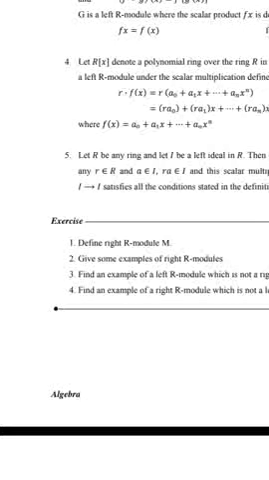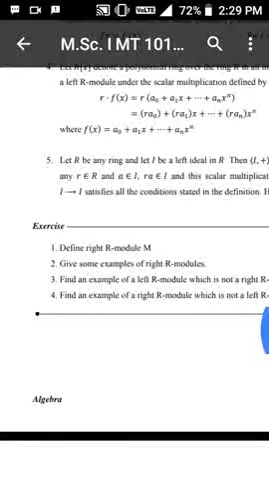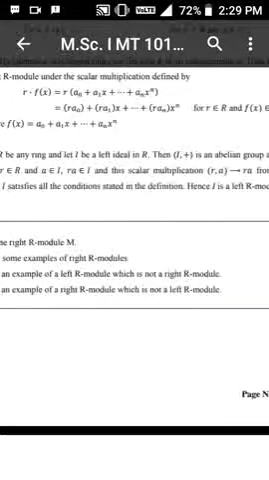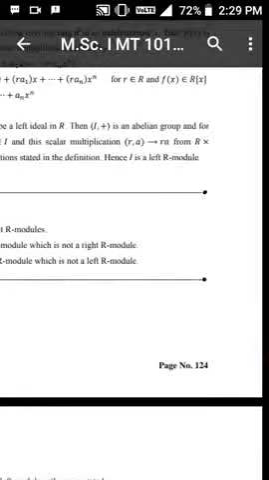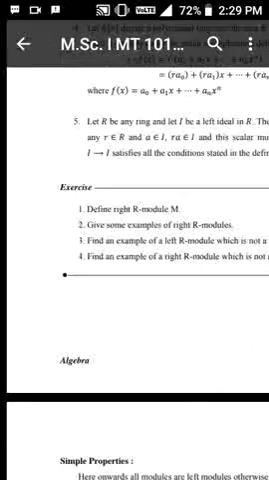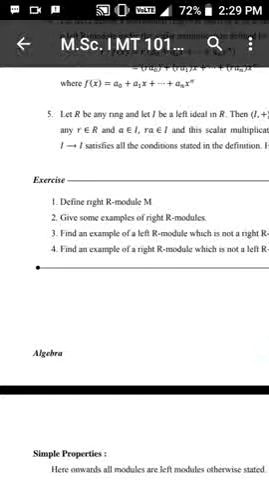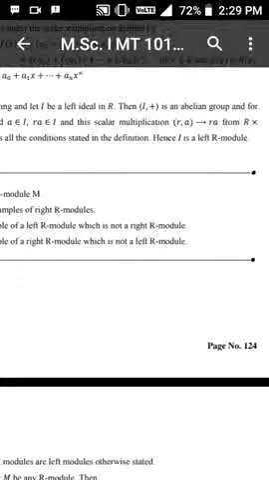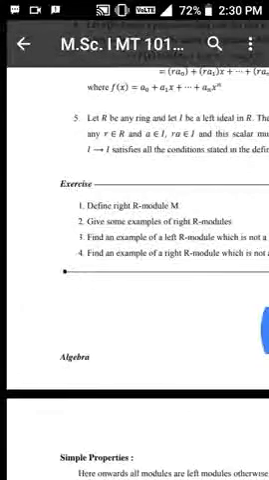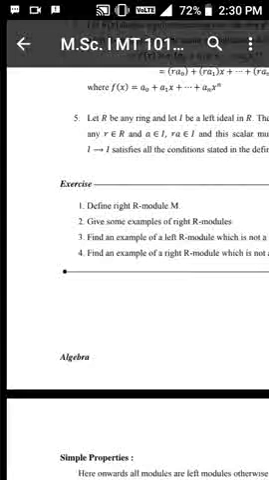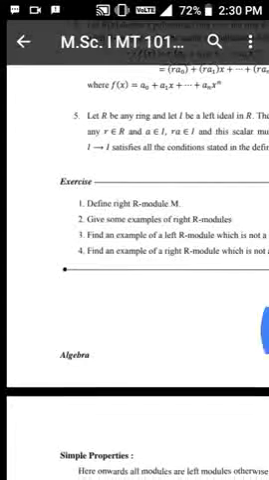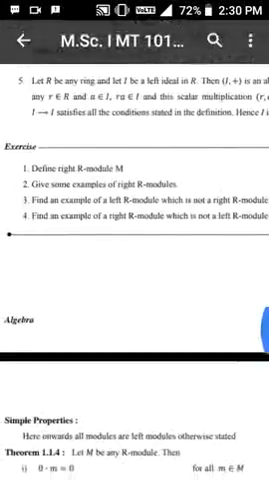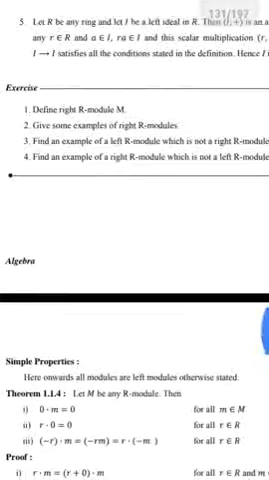Let R be a ring and let I be a left ideal in R. Then (I, +) is an abelian group, and for any r belongs to R and a belongs to I, this scalar multiplication (r, a) to ra from R cross I to I satisfies all the conditions stated in the definition. Hence, I is a left R module.